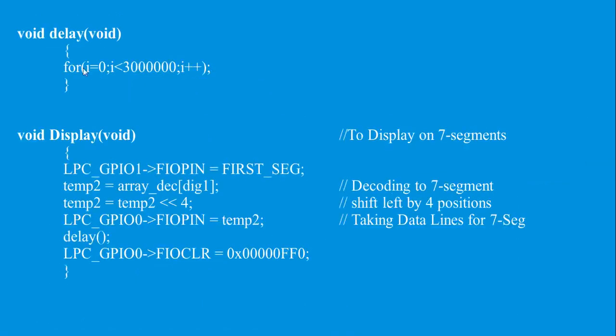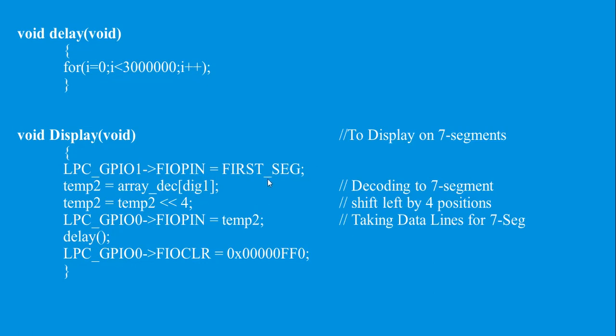and this is a delay function. To create a certain delay, we are using a for loop. Then in the display function, we have to select a particular 7 segment display. Here with the help of the FIO pin register, we are going to select the first segment. The constant value of the first segment is declared as a global constant at the initial stage of the program.